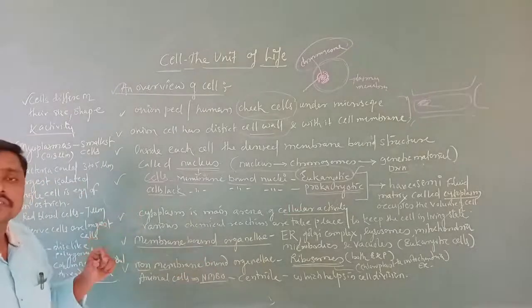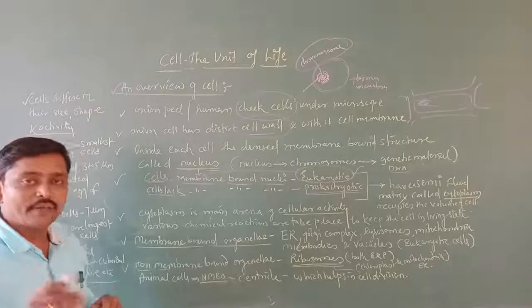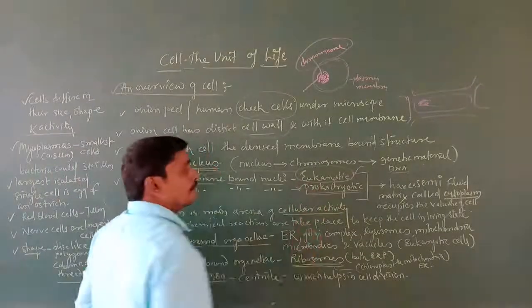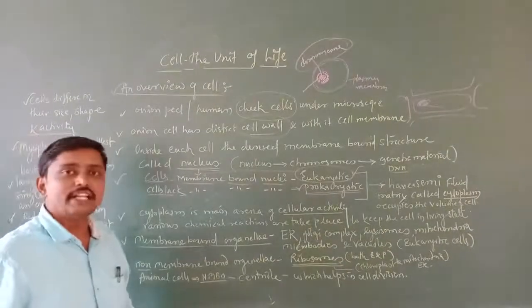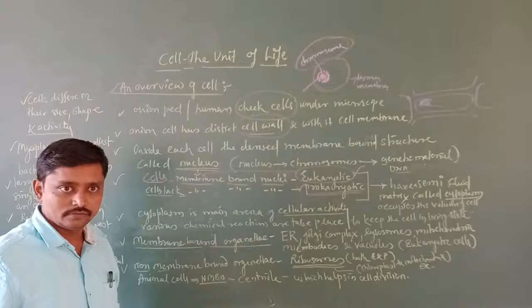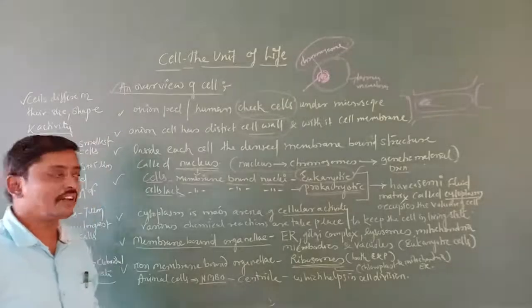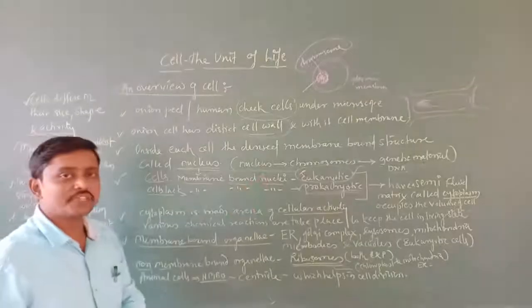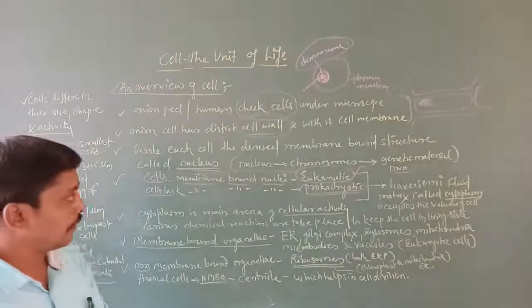If the membrane bound nucleus is absent in a cell, then we are going to call them prokaryotes. Prokaryotes, in the sense, are organisms which lack a membrane bound nucleus in their cell. This is about the other two kinds of organisms we are going to study here: eukaryotes and prokaryotes.